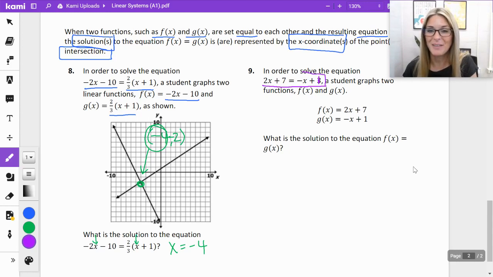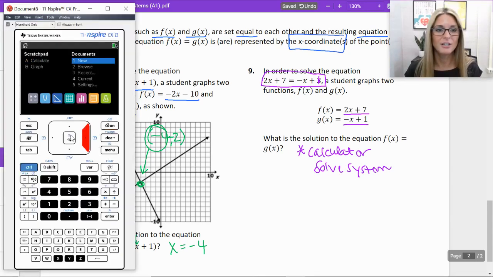Number 9, in order to solve the equation 2x plus 7 equals -x plus 1, we have a typo there, sorry about that. A student graphs each of those separately. F of x as the left side, 2x plus 7, and the right side as -x plus 1. So what is the solution to the equation of f of x equals g of x? We can still use the calculator and what you've been using solving systems. So let's grab the calculator, and I'm going to use the solve system function.